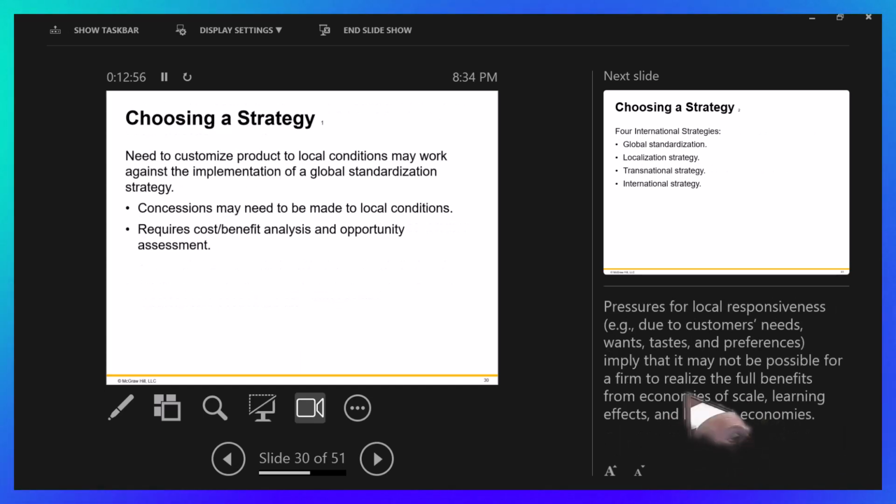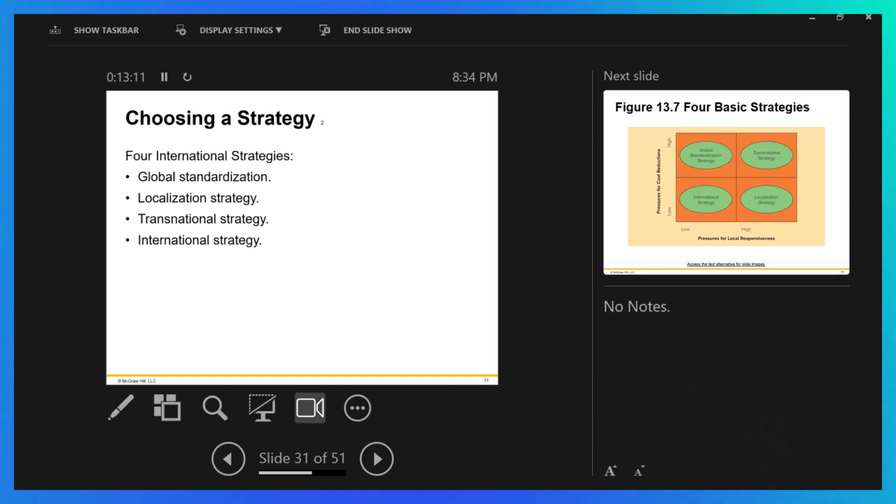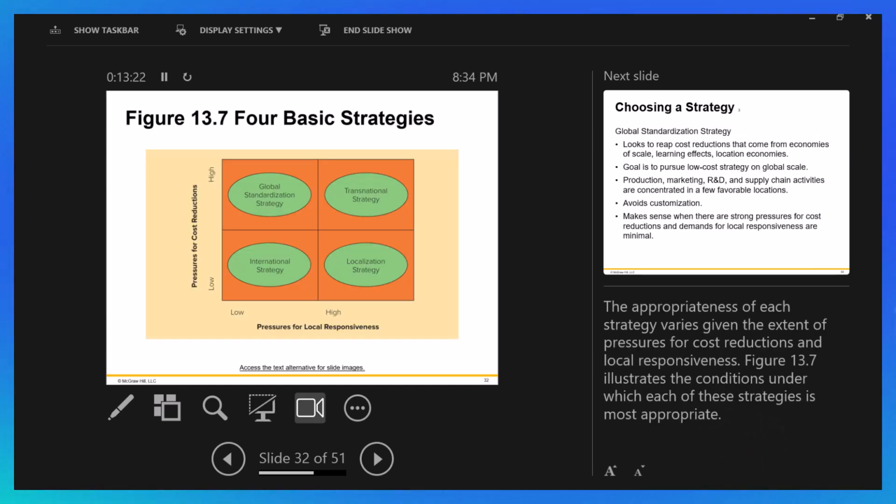Choosing a strategy. The need to customize product to local conditions may work against the implementation of a global standardization strategy. Concessions may need to be made to local conditions and require a cost-benefit analysis and opportunity assessment. For international strategies, you've got global standardization, a localization strategy, a transnational strategy, and an international strategy. Let's take a look at the four basic strategies.